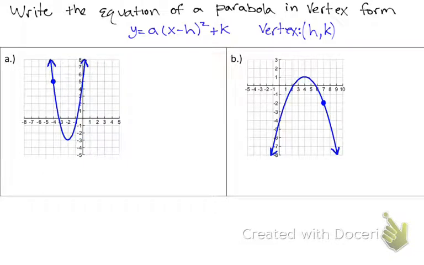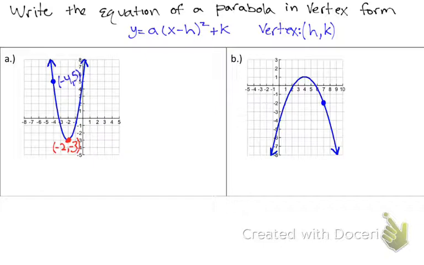When you're trying to write the equation for a parabola in Vertex Form, you have to know two things. You have to know where your vertex is, as well as a point that's on the parabola. The vertex is always going to be either the lowest or highest point on the parabola. For this first one, your vertex is the lowest point. For the second one over here, your vertex is the highest point. With the first one, your vertex is (-2, -3), and a point that's on the parabola is given to you over here as (-4, 5).